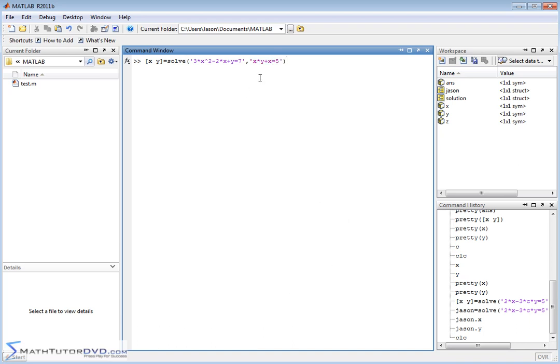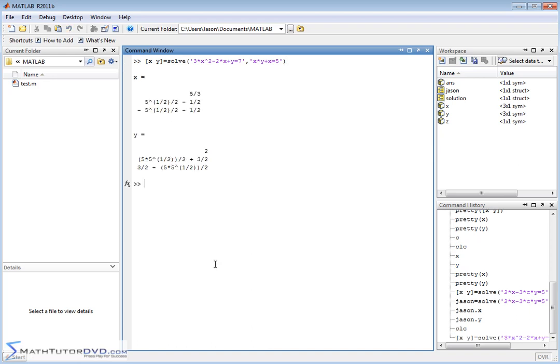And so you notice this is really not linear because you have 3x squared running around here, and then you have 2 times x times y, and then you have x times y here. So it is a valid system of equations. It's just not really linear because you have x times y running around everywhere. So it doesn't fit the simplified form of a linear system of equations that we usually have. But since we've defined x and y to be symbols, MATLAB can pretty much solve anything that's solvable.